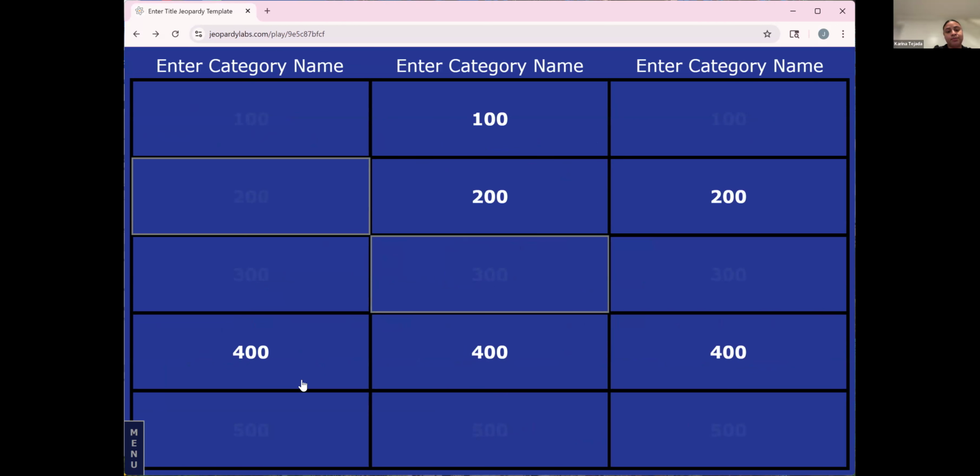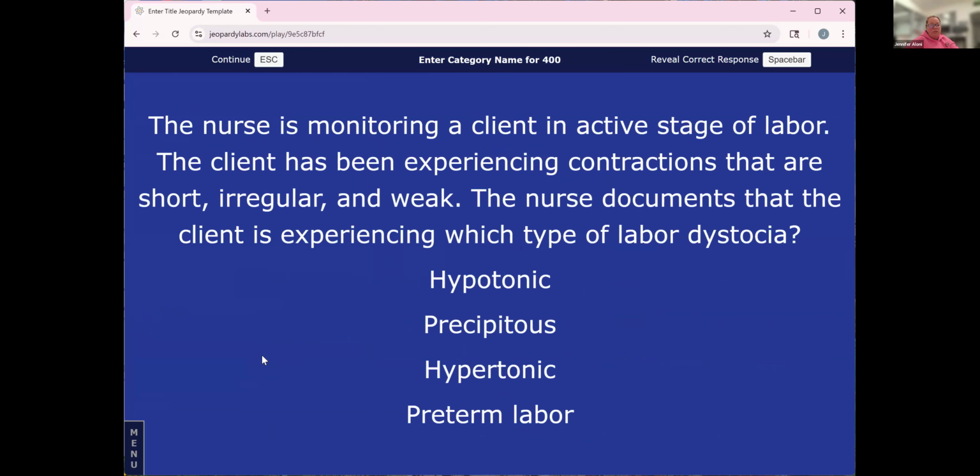400, first row. The nurse is monitoring a client in active stage of labor. Client has been experiencing contractions that are short, irregular, and weak. The nurse documents that the client is experiencing which type of labor dystocia? Hypotonic. Why did you guess hypotonic? I'm guessing you're guessing here. Why did you guess that? Because it's in hypotonic labor when it's like weak, short, irregular.